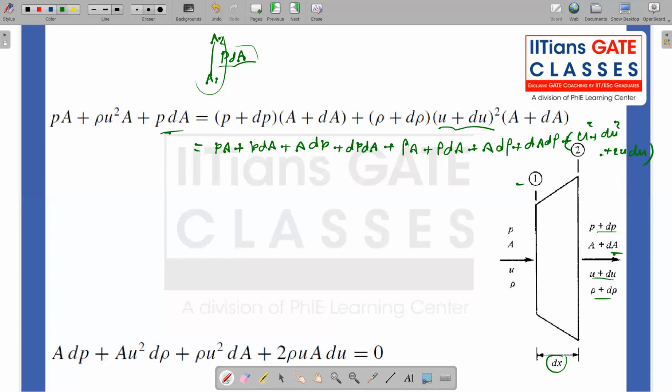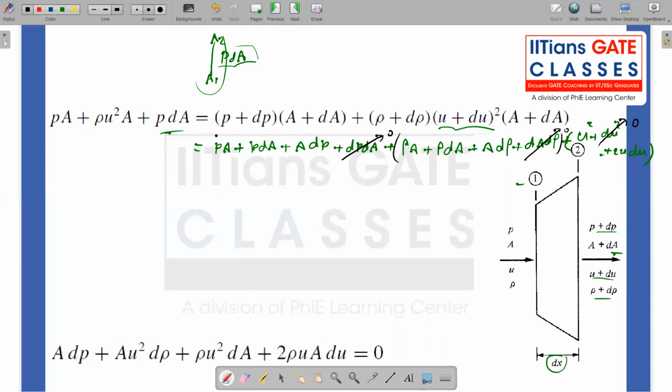Now I am treating the higher order differential terms to be 0. Whenever I see two differentials multiplied together, I treat it as 0, because a smaller quantity multiplied with another smaller quantity becomes an even smaller quantity, right? That is why I am going to treat this to be 0. Similarly, du square is going to be 0, and dA d rho is going to be 0. This is all multiplying to this one, so this is going to be 0.